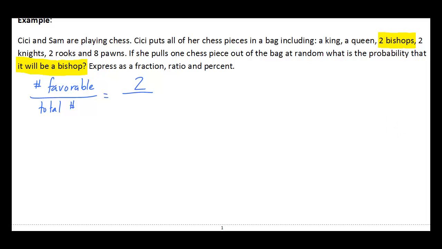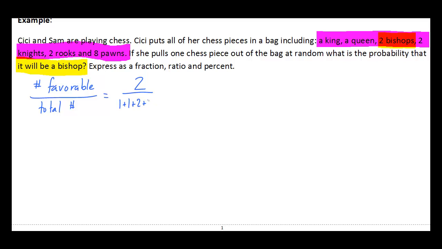If I want to find the total number of events, then I'm going to have to go back and look at all of these possibilities here. All of these possibilities could actually happen. So I've got 1 king plus 1 queen plus 2 bishops plus 2 knights plus 2 rooks plus 8 pawns. And that adds up to a total of 16. So I have a 2 in 16 chance of pulling the bishop out of the bag.